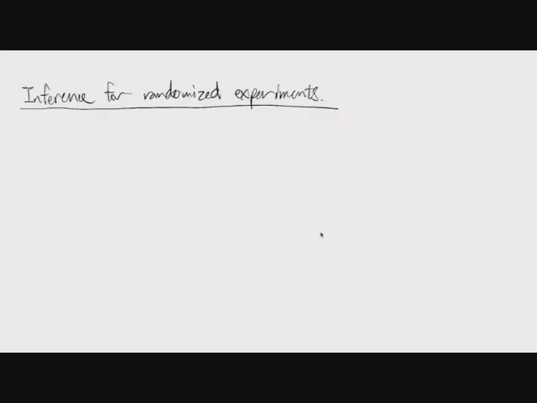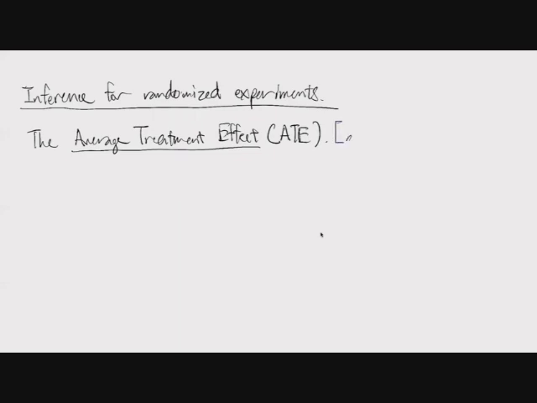Now let's talk about how to do inference for randomized experiments. To start, let's introduce the estimand that we are mostly interested in. This is called the average treatment effect, usually denoted by ATE. I just want to say that this quantity has other names as well. Sometimes people also call this the average causal effect, denoted ACE. So just be careful with that. Different people have different terms for this.